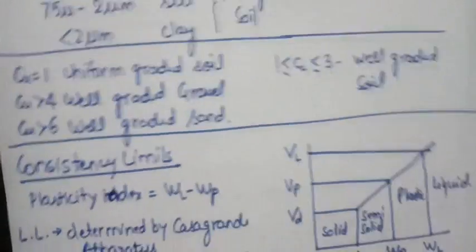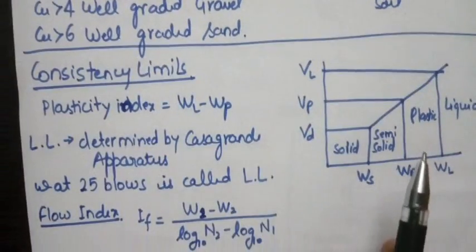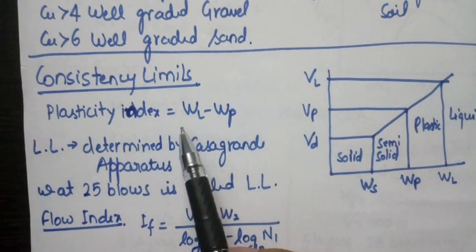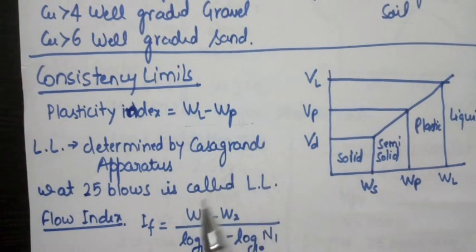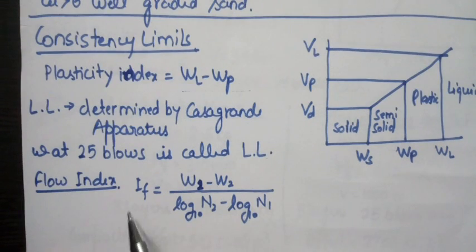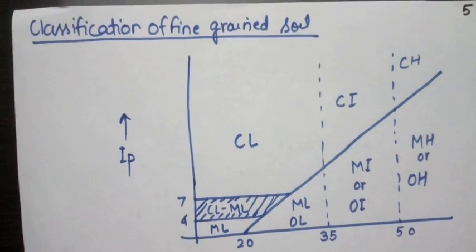Now moving on to consistency limits. First one is the plasticity index, which we have discussed earlier, is WL minus WP. Liquid limit is determined by the Casagrande apparatus. Now flow index is the ratio of W1 minus W2 upon log base 10 N2 minus log base 10 N1. Classification of fine grained soil.